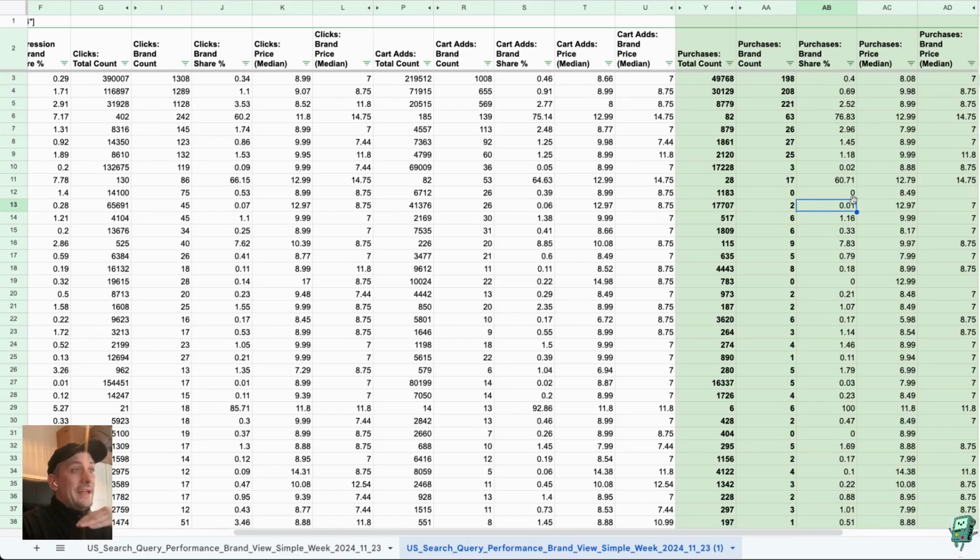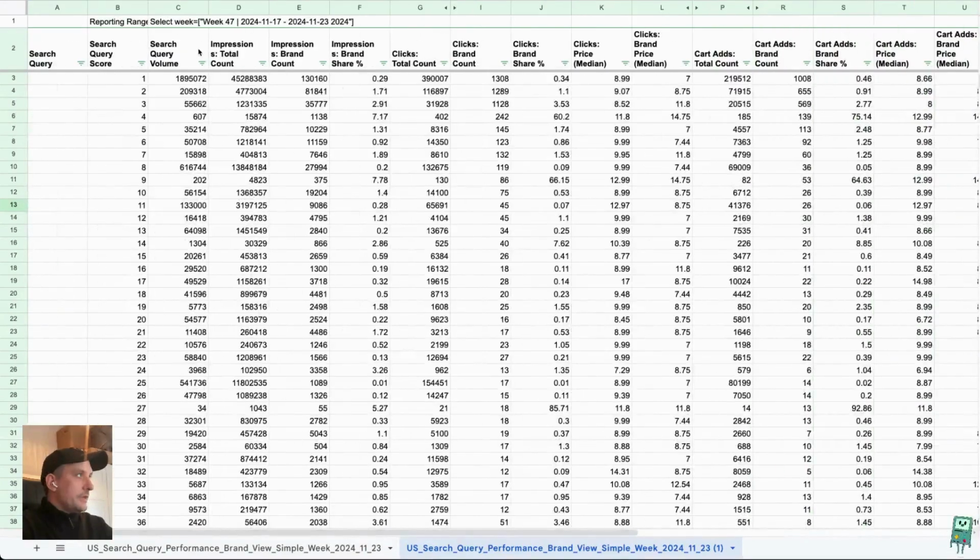Now, add to carts, for me, are not very important, because what I can influence from a PPC perspective is my visibility. That is here.